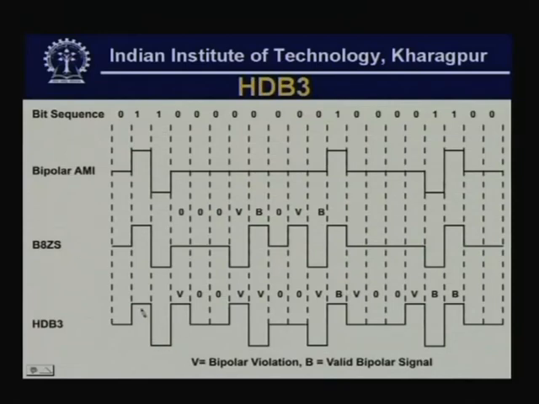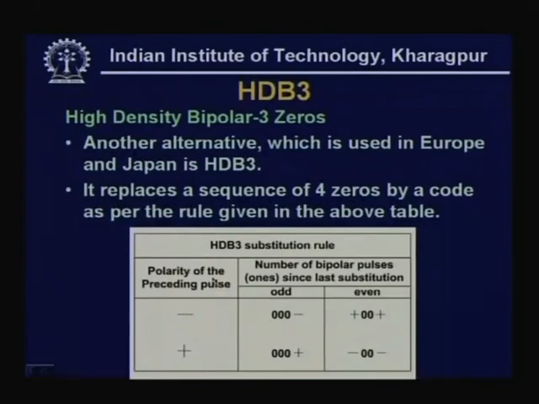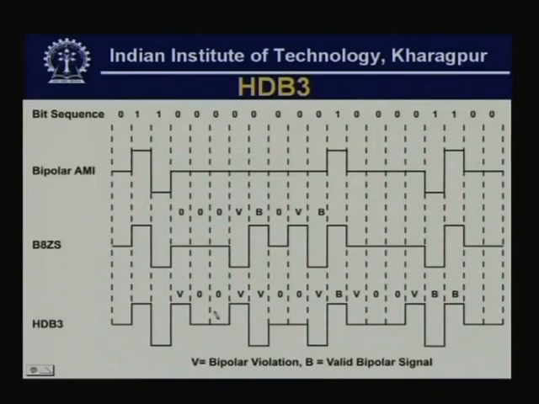Since the number of substitutions that have already taken place is 2, that means even, and the previous pulse is negative. So, it shows that it is even and the previous pulse is negative. So, it is replaced by positive 0 0 positive. So, you see here it is positive 0 0 positive.